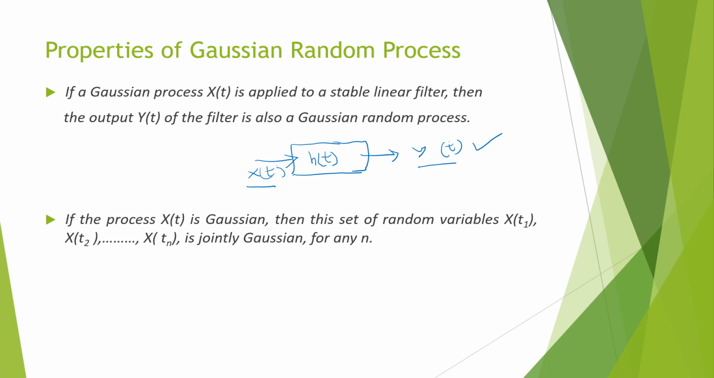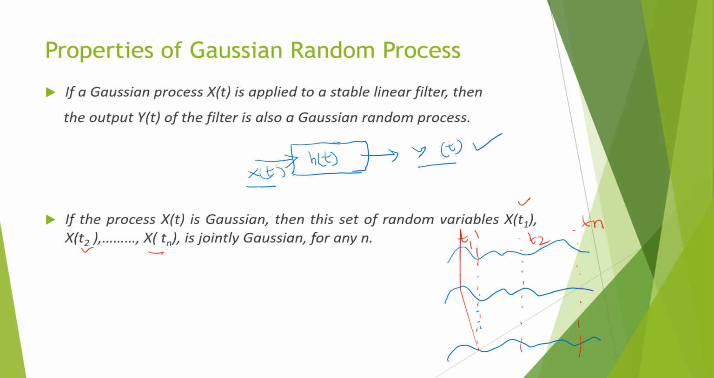Secondly, if you consider the Gaussian process, suppose we have so many sample functions of the Gaussian process, and we are sampling, say, at time t1. At time t1, we have xt1. Similarly, at time t2, we have another random variable xt2, and so on. At time tn, we have the random variable xtn. In this scenario, all these random variables xt1, xt2 and xtn are jointly Gaussian. This is the second property. It means the random variables obtained at the time instances t1, t2 and so on up to tn, all of them are jointly Gaussian random variables if the process happens to be a Gaussian process.